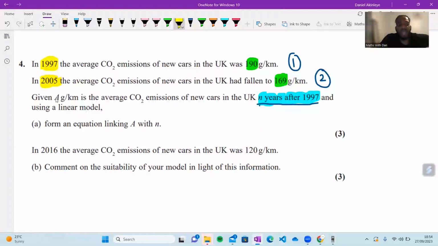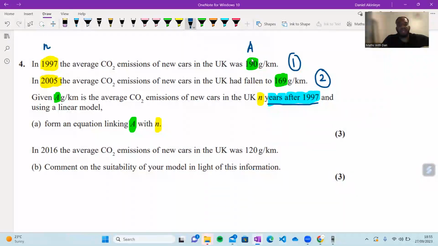They told us that A is our CO2 emission, and that's in green. I'm going to color code this for you. And we know that N is yellow. So let me put this in yellow here. This is N, isn't it? We need to form an equation linking A with N. So this is N here, and this is A. We need to figure out our values for A and our values for N. Very quickly, guys, we agree that this represents N because this is our years, and this represents A.